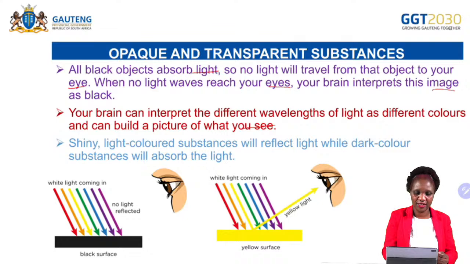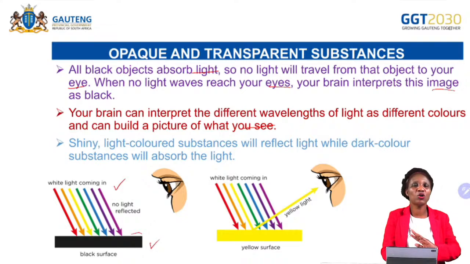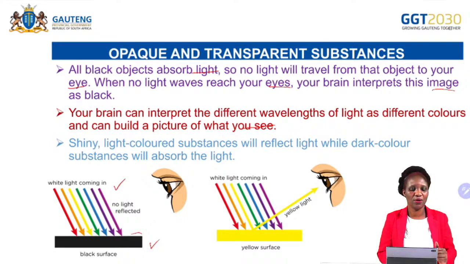And then let's look at these pictures. We've got white light coming into a what? Into a black substance here. This is a black substance. And then there is no light that is being reflected. If it is not reflected, what does it mean? It means that all the light has been absorbed. Okay. Therefore, no light is being reflected to our eyes.